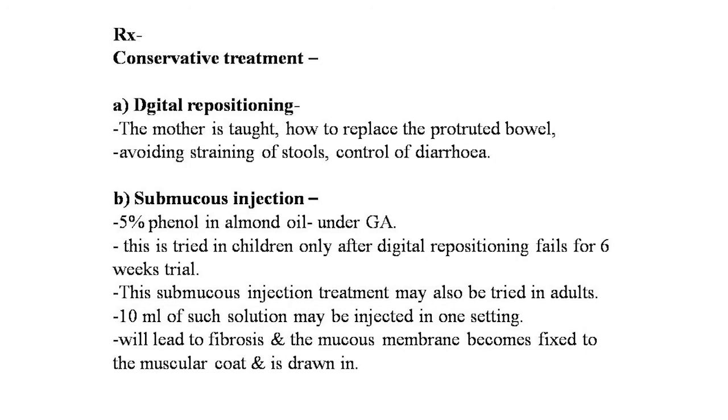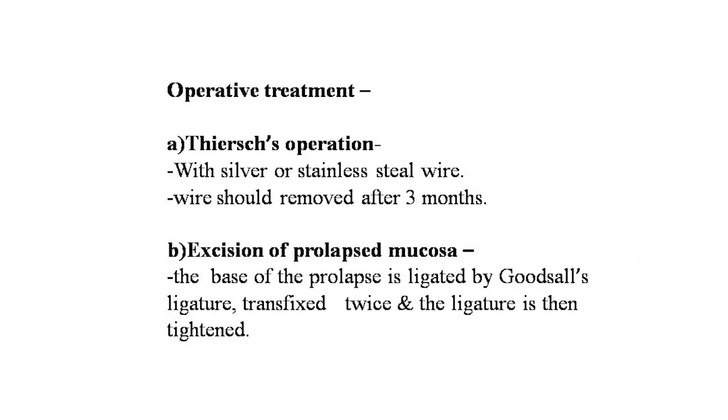This submucous injection treatment may also be tried in adults. 10 ml of such solution may be injected in one setting. It will lead to fibrosis and the mucous membrane becomes fixed to the muscular coat and is drawn in. Now the operative treatments for the partial prolapse of the rectum are: first is the Thiersch operation and second is the excision of the prolapsed mucosa.